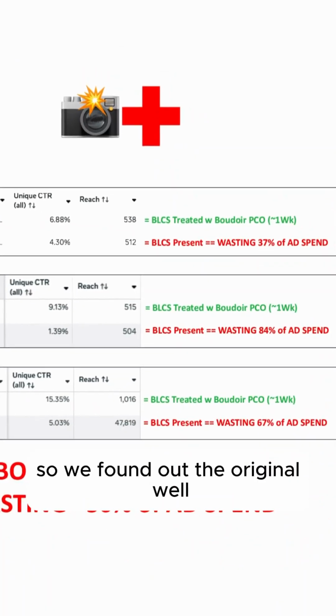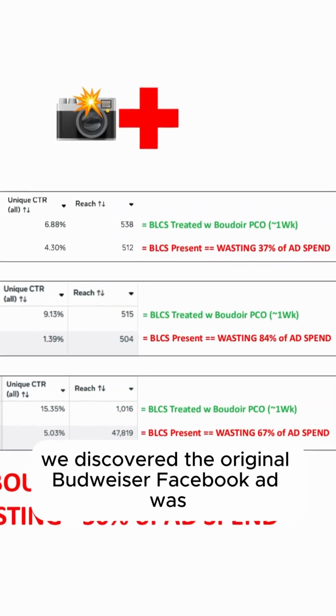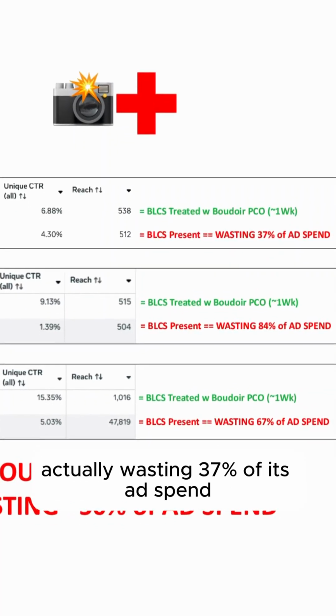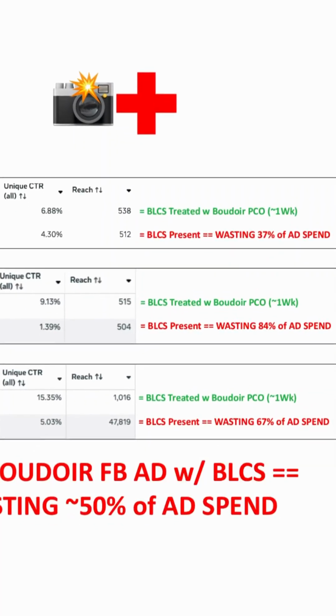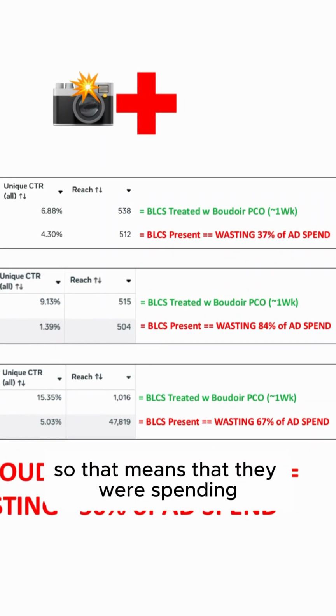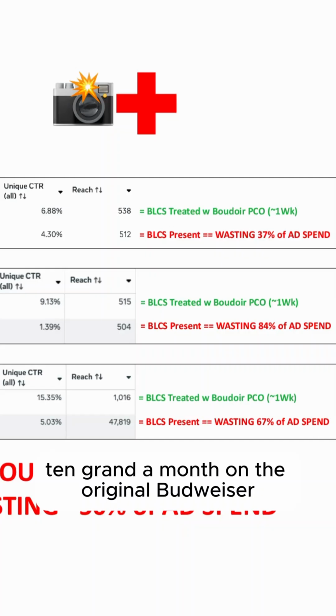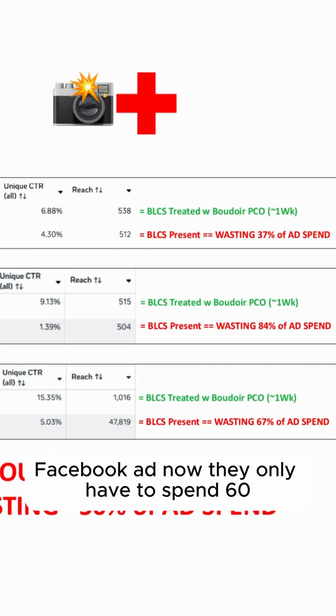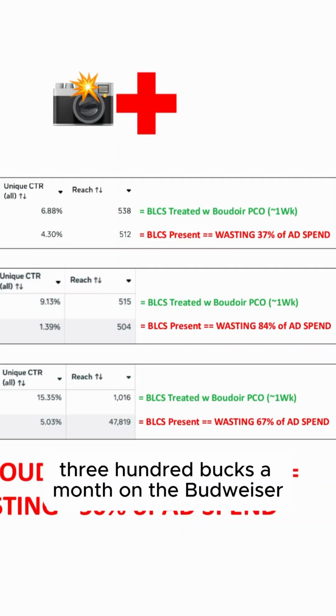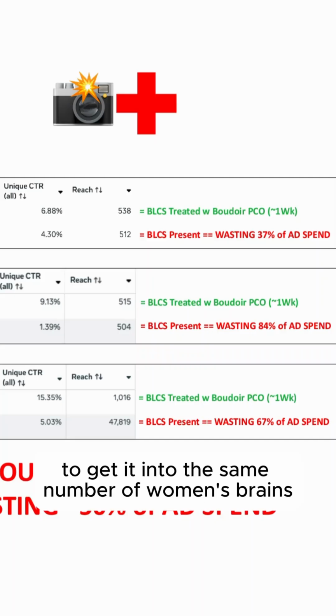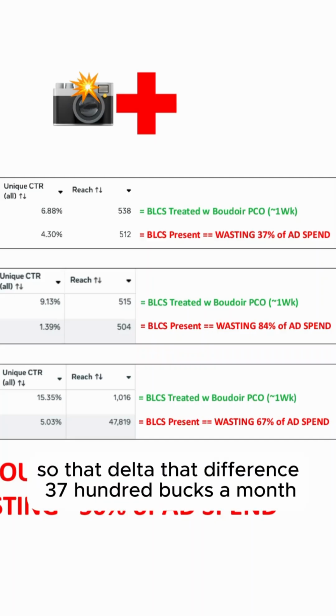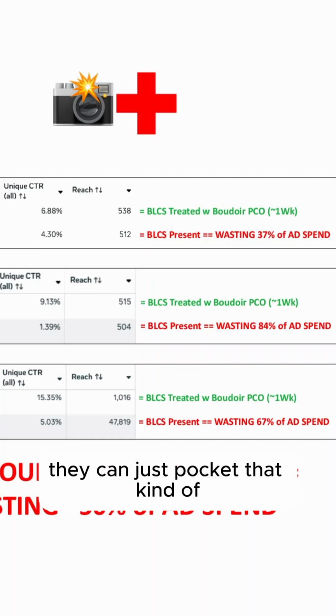So we discovered the original Boudoir Facebook ad was actually wasting 37% of its ad spend of what it could have been achieving. That means they were spending 10 grand a month on the original Boudoir Facebook ad. Now they only have to spend $6,300 a month on the Boudoir Pico treated ad to get it into the same number of women's brains. So that delta, that difference, $3,700 a month, they can just pocket as a phantom bonus.